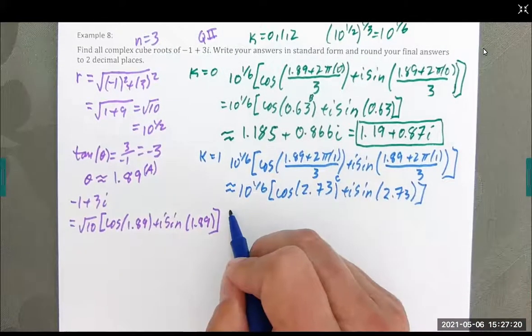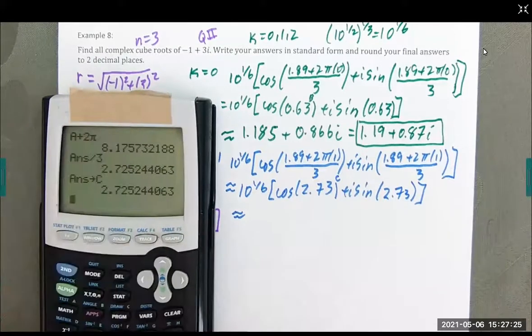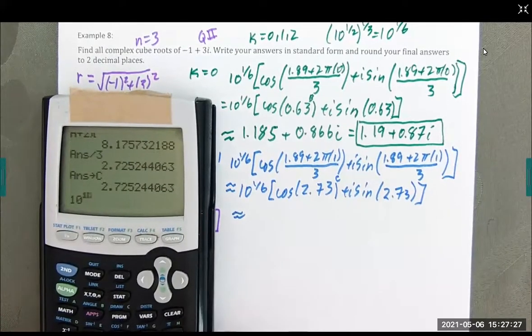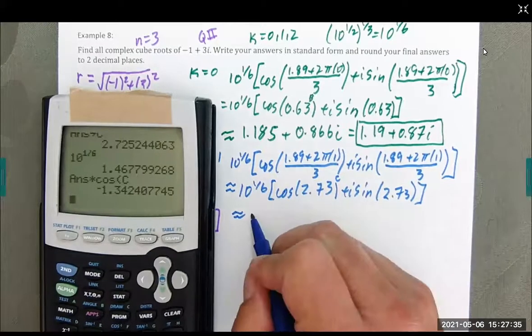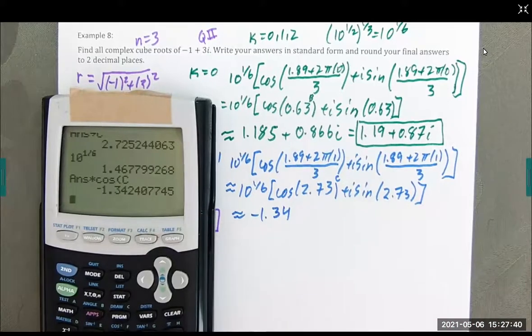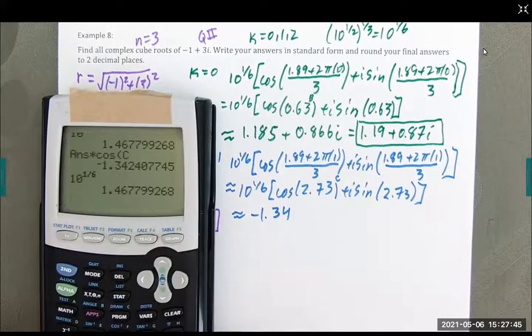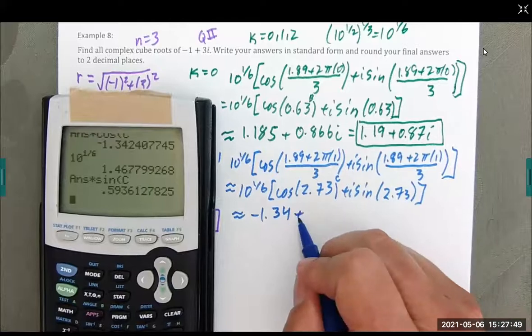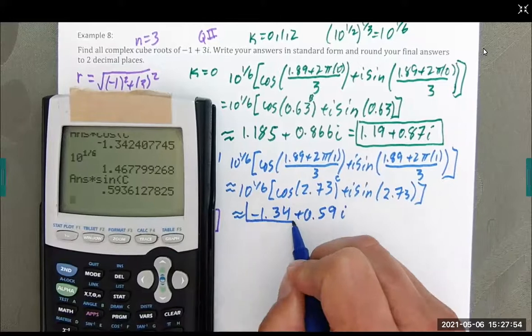And going back to standard form, I'm going to do 10 raised to the 1/6 power times cosine of C. Negative 1.34, round it off to 2 decimal places like they say. And now 10 raised to the 1/6 power times sine of C. That's 0.59i. Here's our second answer.